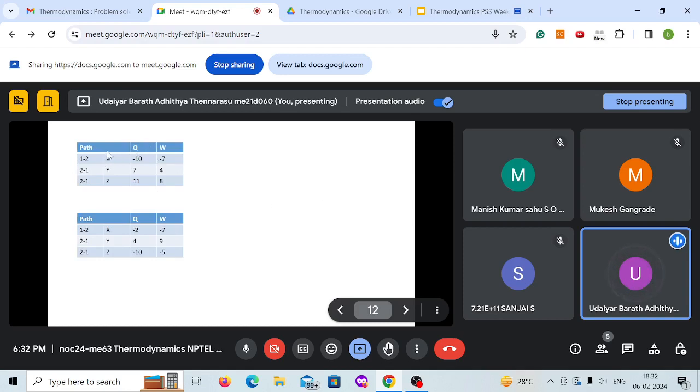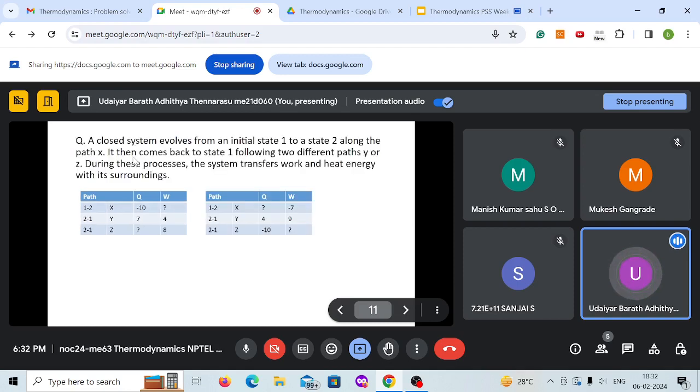So for X the heat is minus 10 and for the process the work will be minus 7. So initially we found out work using process X and Y, and then similarly we found out using X and Z what will be the heat transfer in process Z. So same approach here in the second problem also, so you can try that out. So you see Q plus 4 equals minus 7 plus 9, so it will be 2. So you can take 4 on that side, Q becomes minus 2.